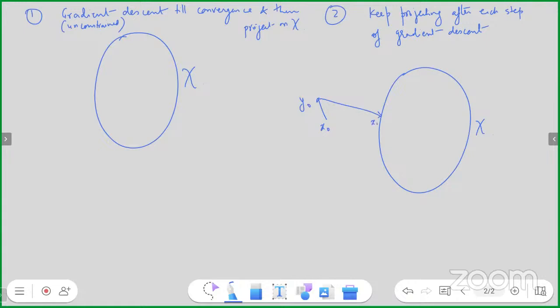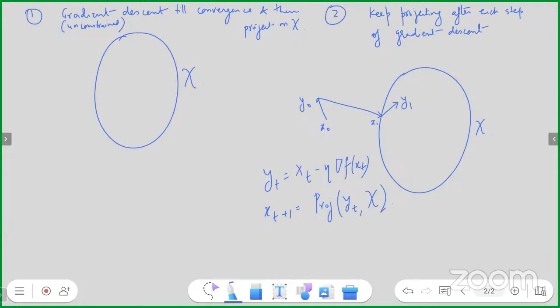And again, depending on where it goes, if it's y1, then it remains as it is because its projection onto X is itself. So y_t is nothing but x_t minus eta del f of x_t, and x_{t+1} is equal to the projection of y_t. That's your algorithm this time.